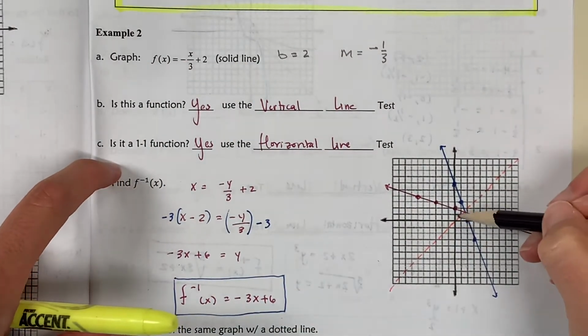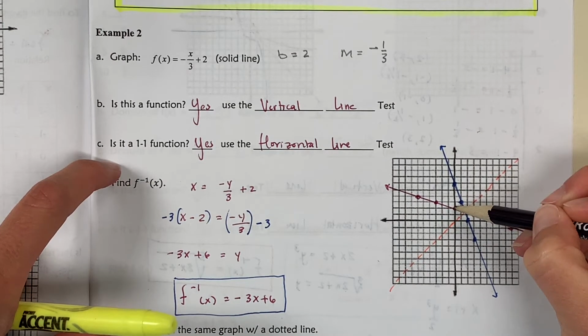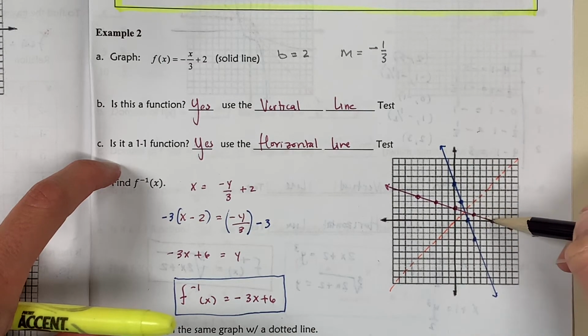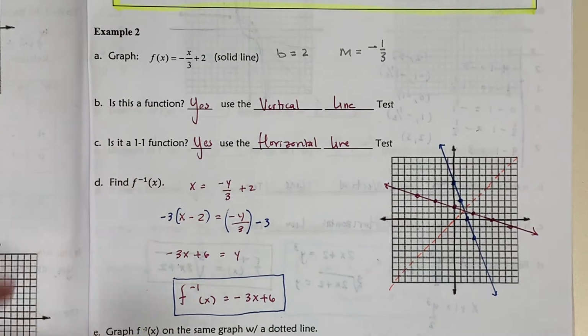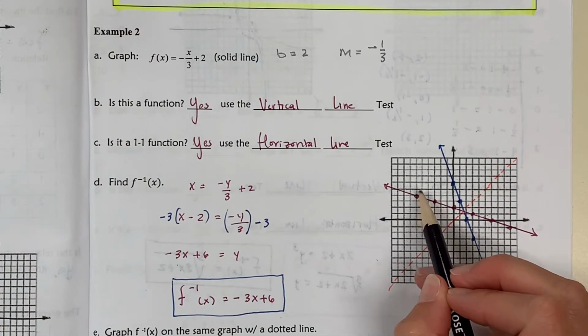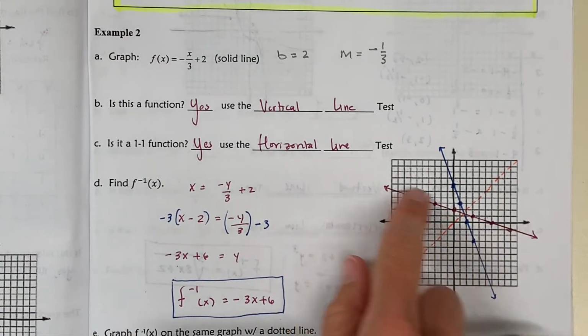Okay, so I'm going to go up 2 units and make a point. That's my y-intercept. Count my slope. I go down 1, right 3. And I make multiple points so I have an accurate graph. And then I go up 1 and left 3, which is also a slope of negative 1/3. And I connect those points with a dotted line.